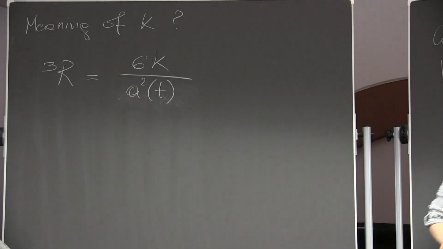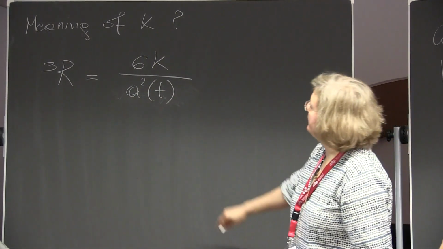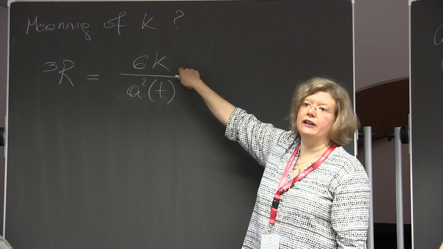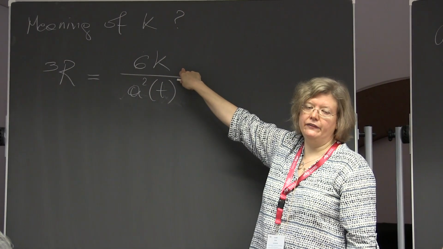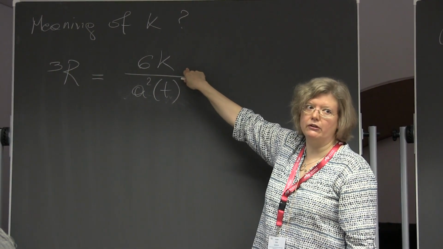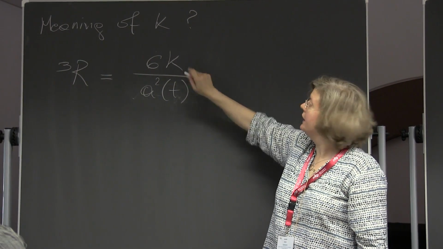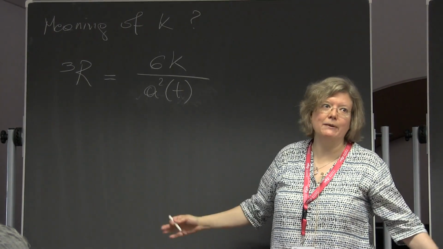So you see immediately that k determines the curvature, in the sense that the sign of k can be positive or negative. If it is positive, you have a positive curvature. Negative, you have a negative curvature. k equal to 0 will automatically be 0 curvature.